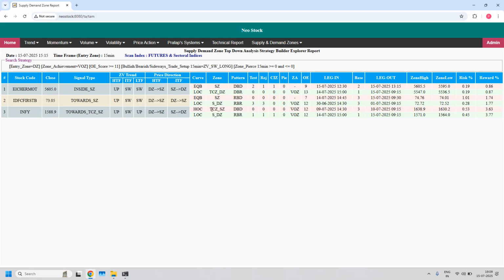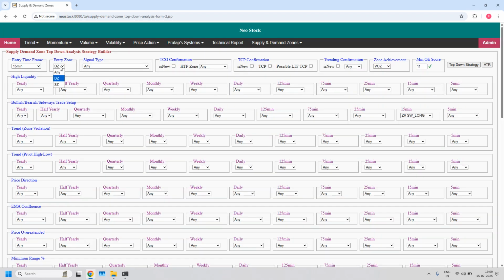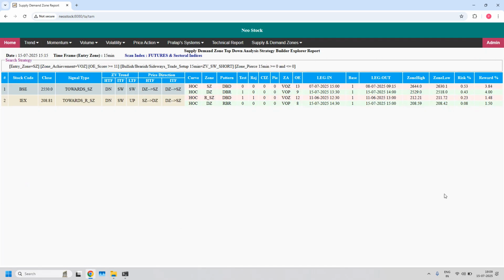Out of these 3, 2 of these zones are already tested once. This is tested 3 times. So previous reports who got these zones might have already got good profits. Okay, next, sideways short trade setup for daily income trade. Changes are 15-minute supply zone, and here one more change, sideways short. Let's filter. We got two stocks. Both these are 15-minute supply zones, entry time frame zones. This is already tested.